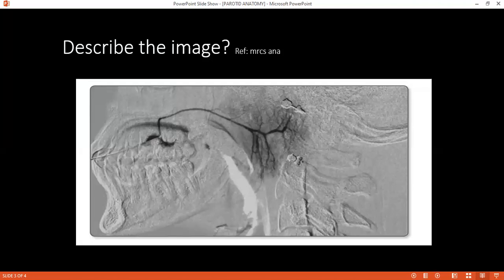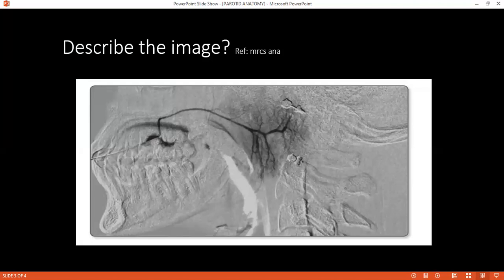What kind of secretions are secreted by the parotid gland? The parotid gland has a serous secretion. The submandibular gland is mixed serous and mucous, and the sublingual gland is mucous. The parotid duct, also known as Stensen's duct, opens opposite the upper second molar into the mucosa.